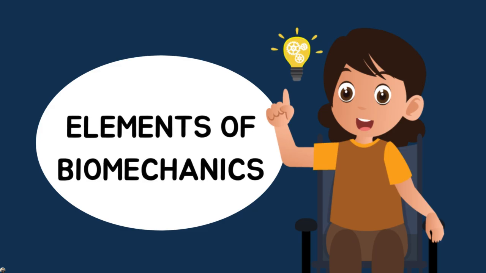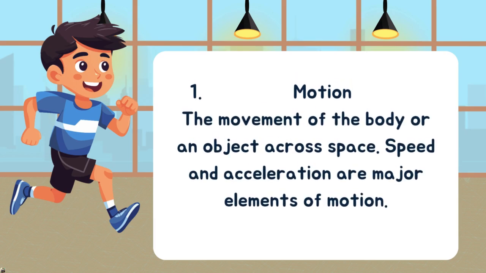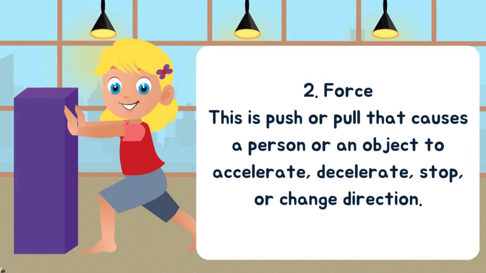Elements of biomechanics. First is the motion. Motion is the movement of the body or an object across space. Speed and acceleration are major elements of motion. Second is force. Force is the push or pull that causes a person or an object to accelerate, decelerate, stop, or change direction.